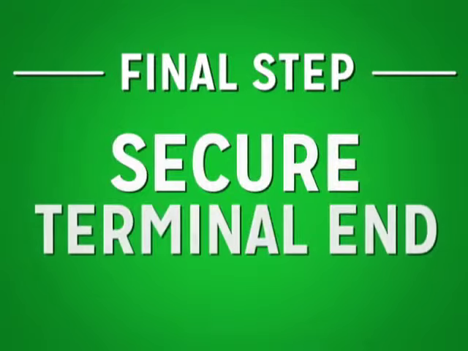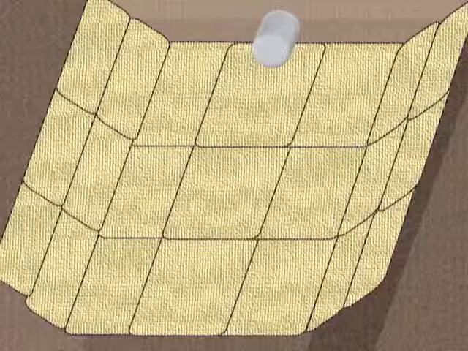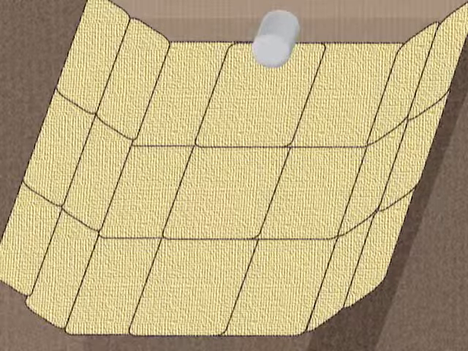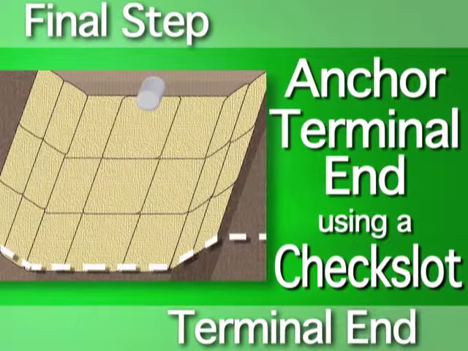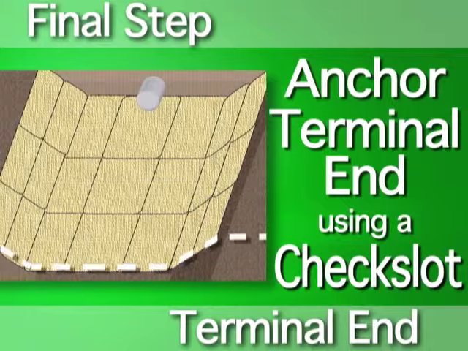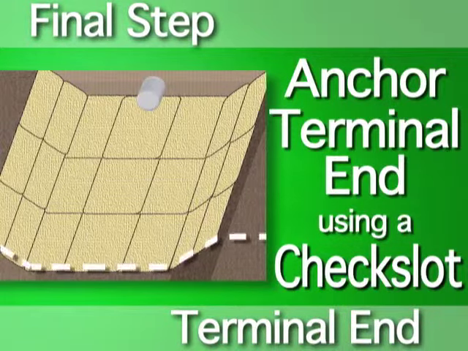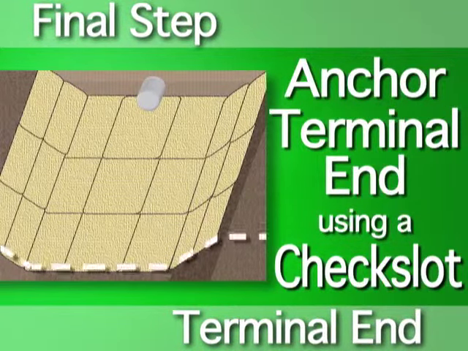Final step, secure the terminal end. The final step is to anchor the rolled erosion control product at the end of the channel. Anchor the terminal end by installing a check slot. With the terminal end secured, the installation is now complete.